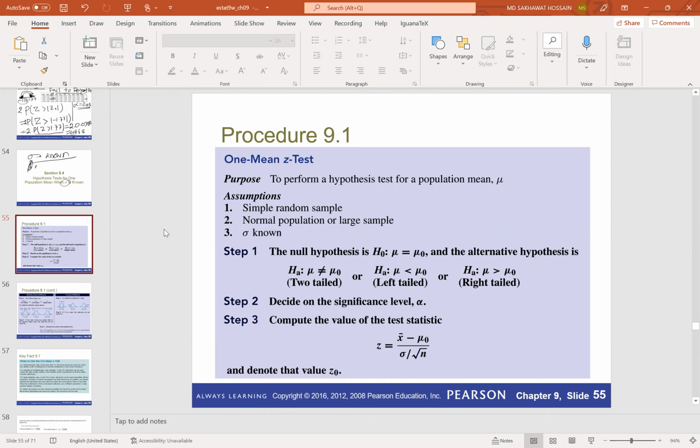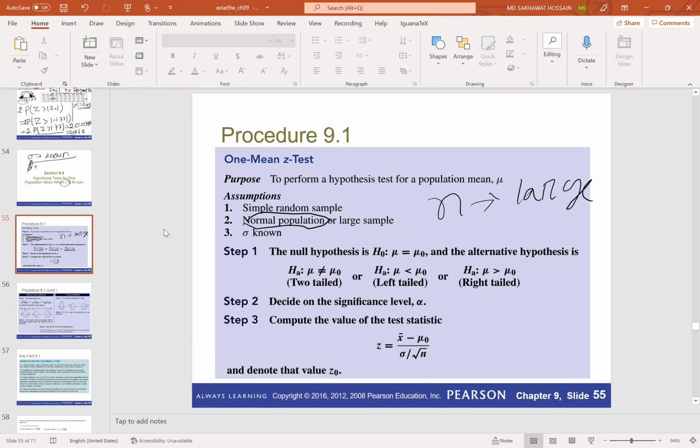First, we need to check these three assumptions. The first one is simple random sample. So that means the data are independent, or they are collected independently, an independent random sample. Number two is normal population or large sample. So that means the original distribution is normal, or the sample size n is large.